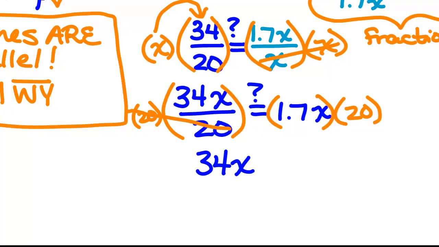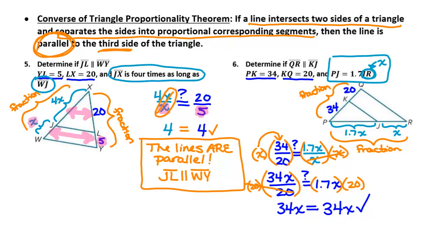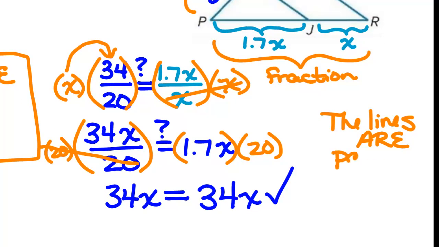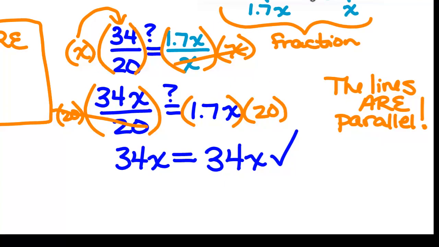What is 1.7 times 20? 34, so I get 34x here also. They came out to be the same. So what does that mean about my two lines? Yes, the lines are parallel. So we know that QR is parallel to KJ.